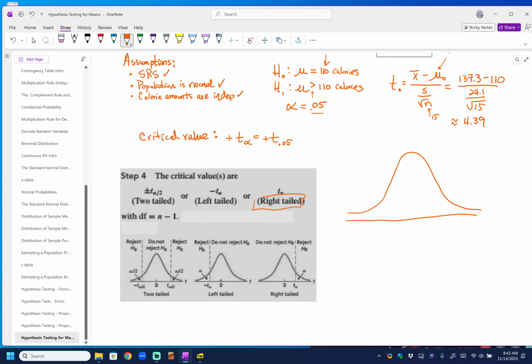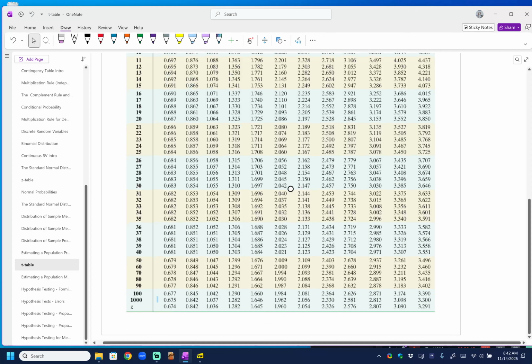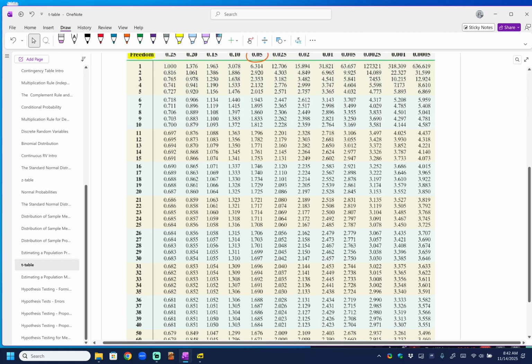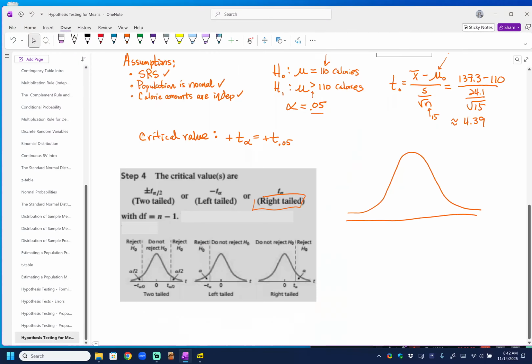Now, to be clear, again, if you go back to the t-table and you look up 0.05, for the proportion tests, we would have had to go all the way to the bottom and pick this number. We cannot do that anymore. That is only for a z critical value. We now need to find the proper degrees of freedom to find the proper t critical value. So what would be the degrees of freedom for this problem?